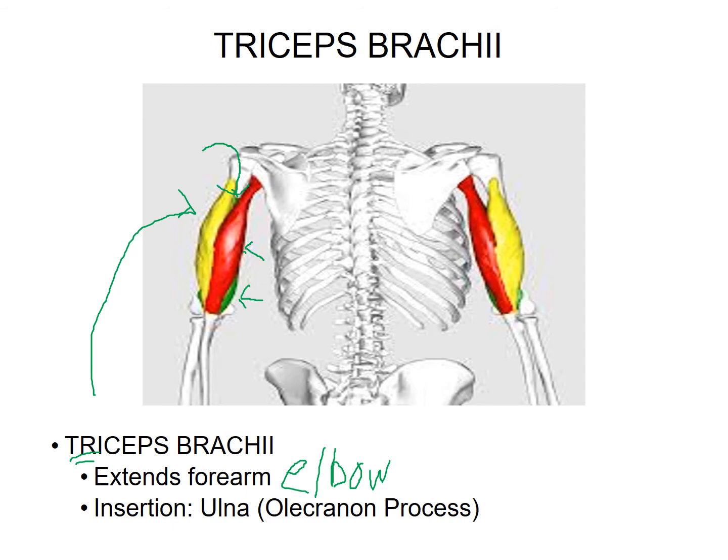So the medial head is big. It does cover a lot of the humerus, but these two red and yellow heads just kind of overtake it because they're more superficial. And they all insert on that olecranon process that you learned. So they help with elbow extension.